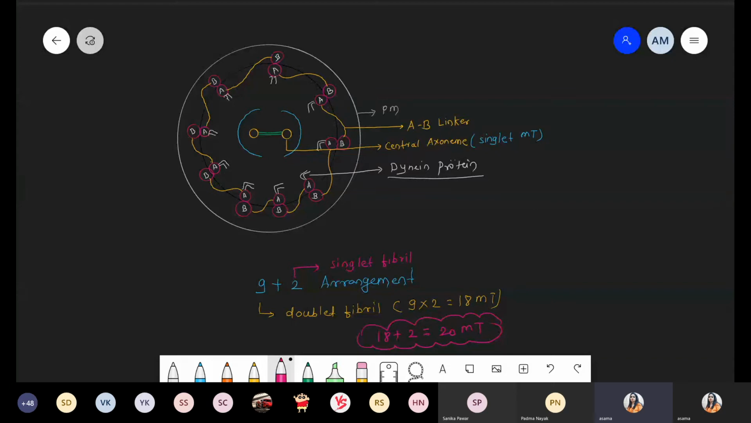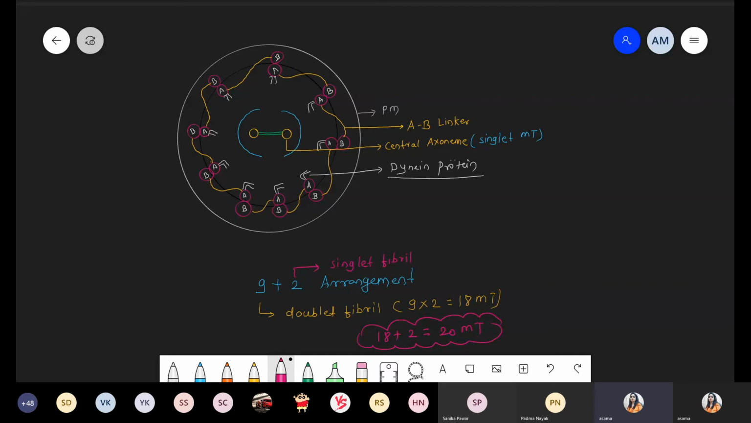Now at the center there is a fibril, but that fibril is a singlet fibril. These are not double fibrils. 2 central fibrils are present, and the central fibril is called the axoneme. नाम को थोड़ा अलग है. This is the central axoneme, or you can say central microtubule, central fibril, and it is present only in single form. It is attached with a specific type of ATPase enzyme, and the name of that enzyme is dynein protein, because you know that all enzymes are proteinous in nature, but all proteins are not enzymes.